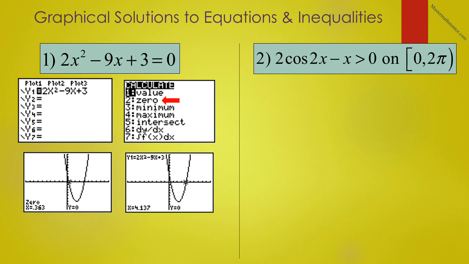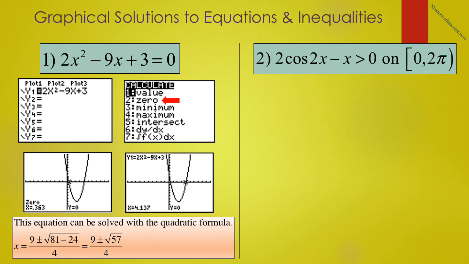We find each zero by putting our cursor to the left of the zero we want, pressing enter, then moving the cursor to the right of the zero we're looking for and pressing enter. And once we do that, we will get our zero. In this case, we have 2 zeros at x is equal to 0.363 and x is equal to 4.137.